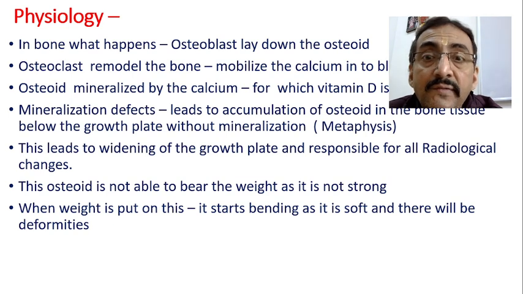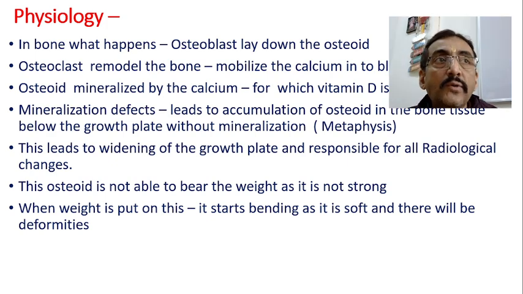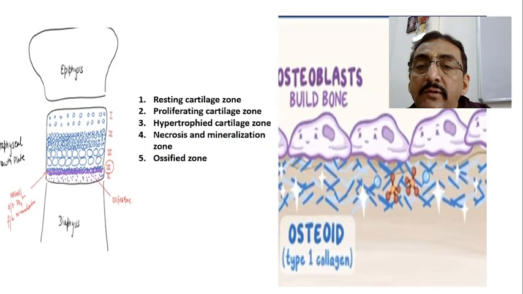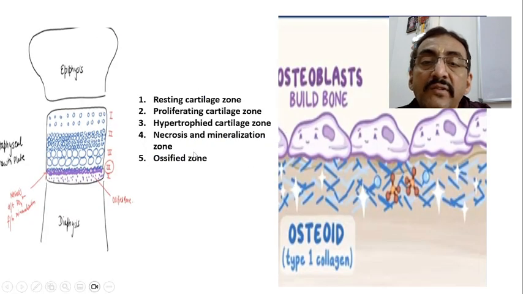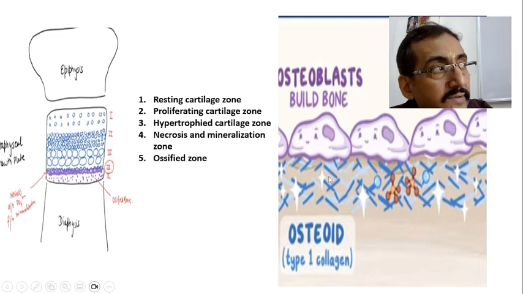So mineralization defects may be there, which lead to deformed formation of the osteoid, and that leads to the problem. So this is how the growth plate is formed. Again, I will repeat the last two layers: the necrosis and mineralization zone, and the ossified zone or osteoid zone. So this is very important. These things will come one by one, go on replacing, and step by step these things are going to happen. So these are the 5 important layers of the growth plate which we have to understand.